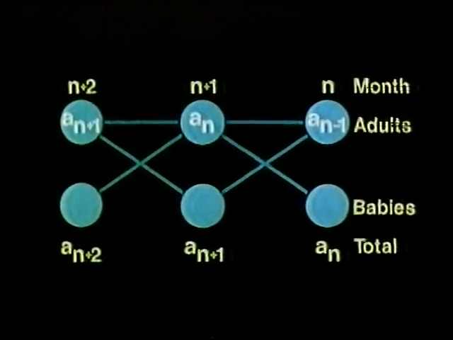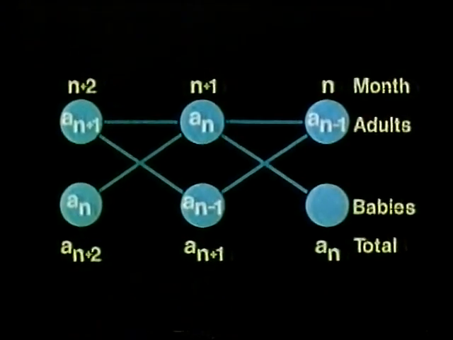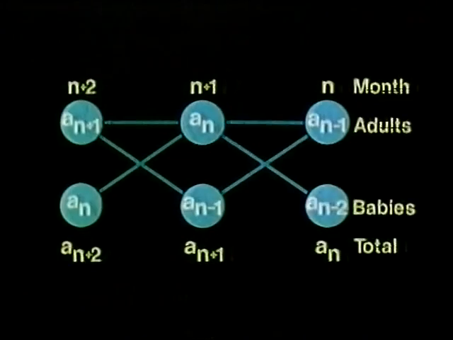The number of baby pairs in the n plus second month is equal to the number of adult pairs in the previous month. And that's a_n. And so in the n plus first month, it's a_{n-1}. And that tells us the whole story.